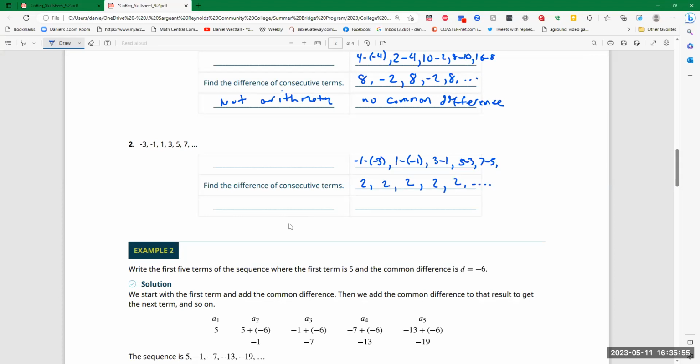And so it looks like we have a common difference of D equals 2. And yes, this one is arithmetic.